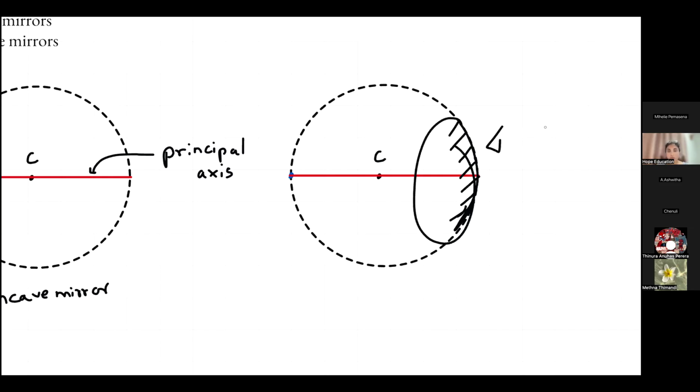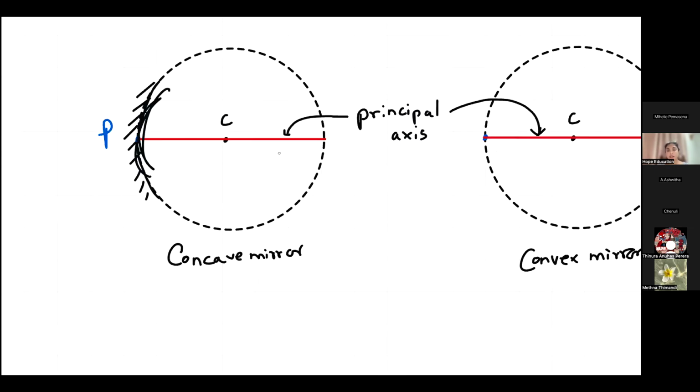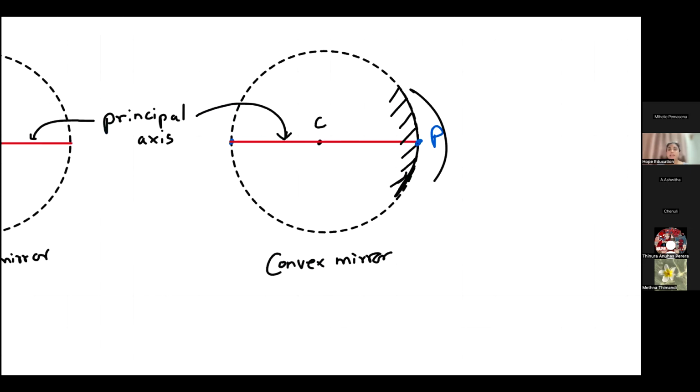So here also the midpoint of the mirror, I call it P. This is C, which is the center of curvature. And this line, I call it the principal axis here also. Make a topic: convex mirror. Concave mirror, it's curved inwards. Convex mirror, it's curved outwards. Is that clear, Lamai?